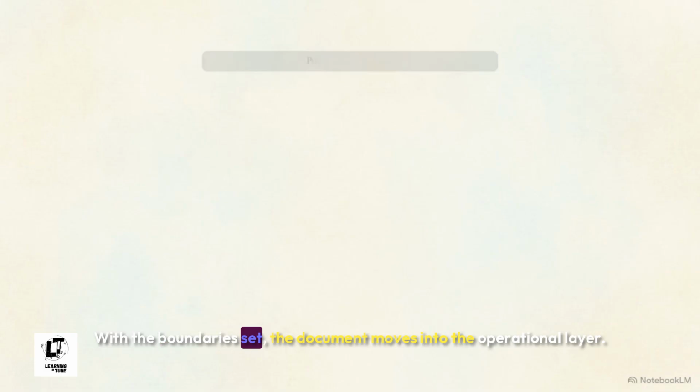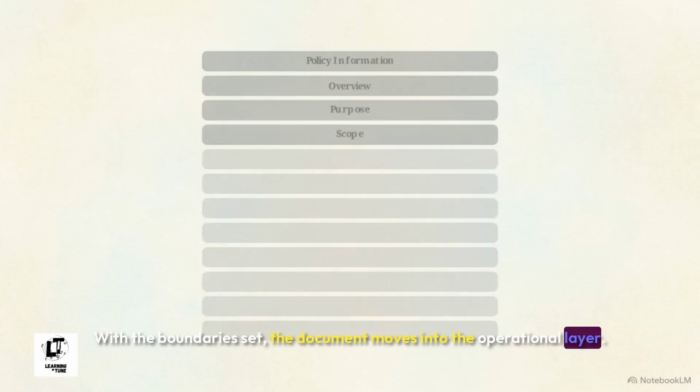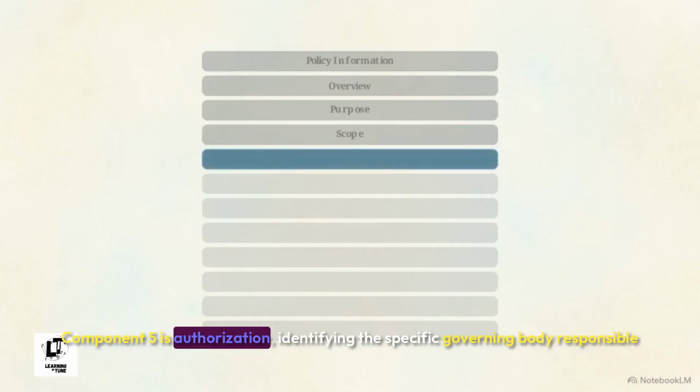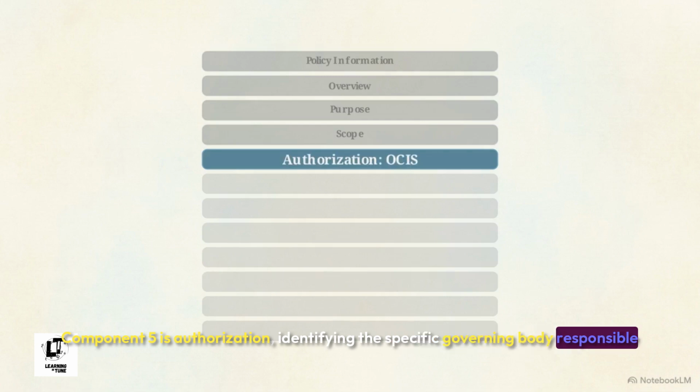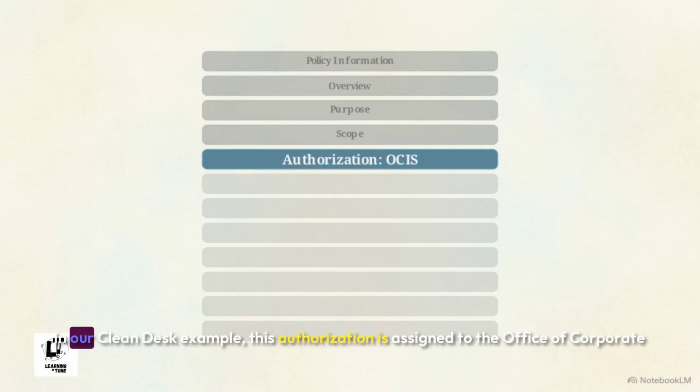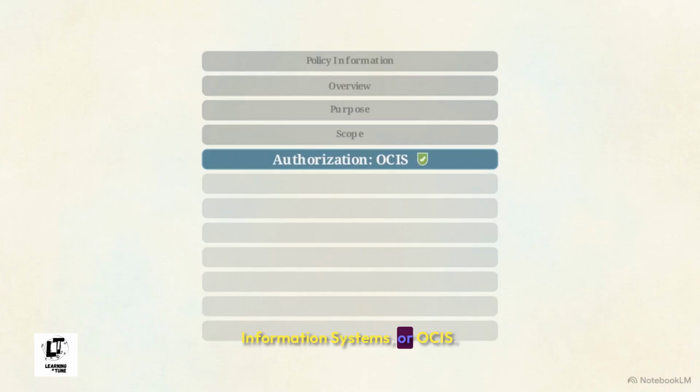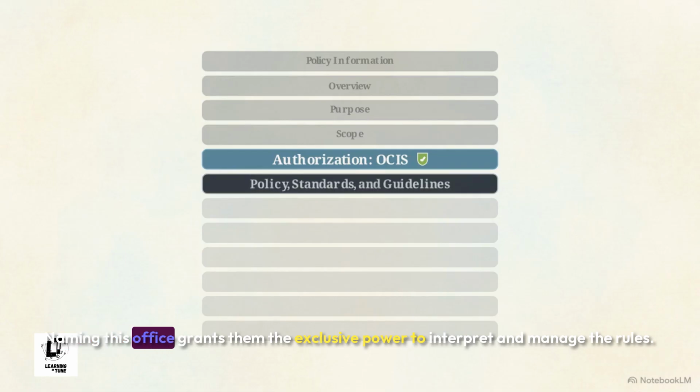With the boundary set, the document moves into the operational layer. Component 5 is authorization, identifying the specific governing body responsible for managing the policy. In our Clean Desk example, this authorization is assigned to the Office of Corporate Information Systems, or OCIS. Naming this office grants them the exclusive power to interpret and manage the rules.